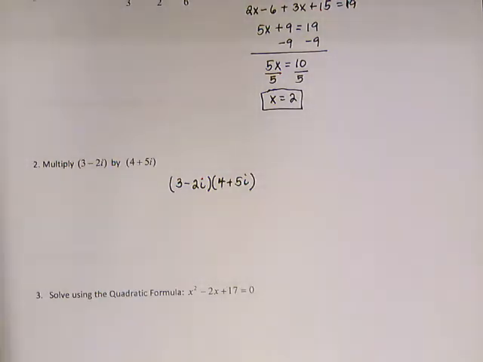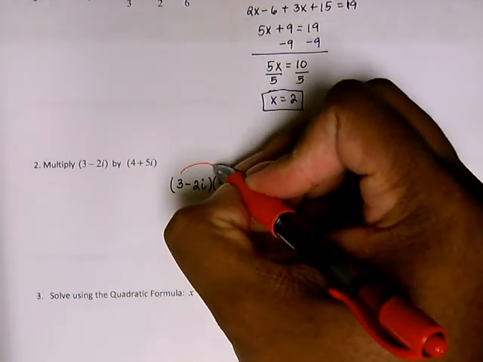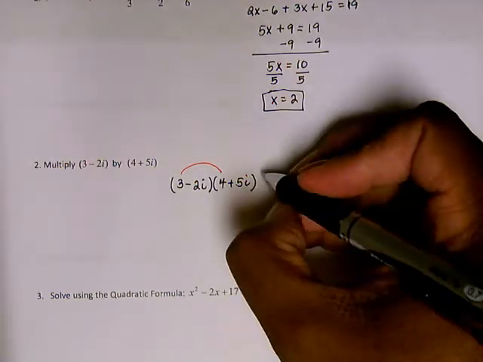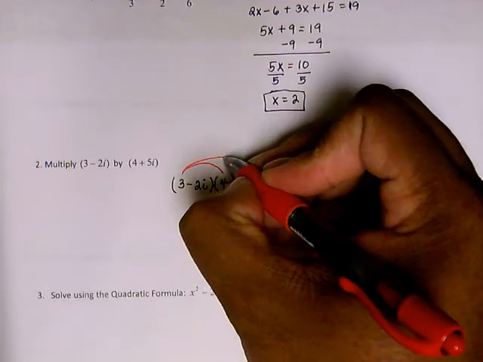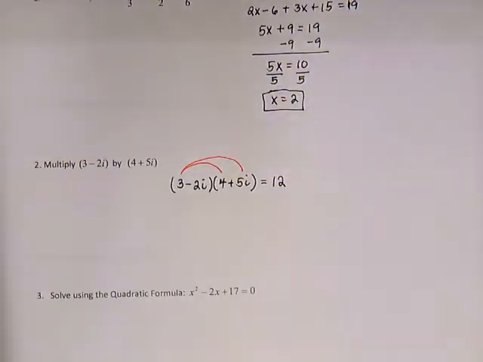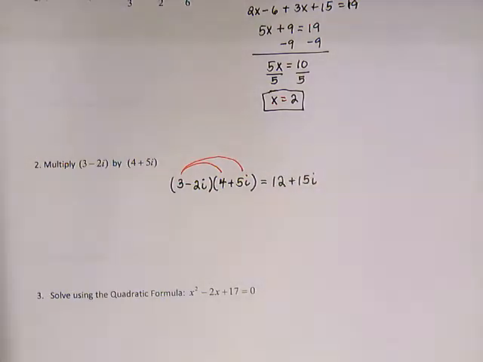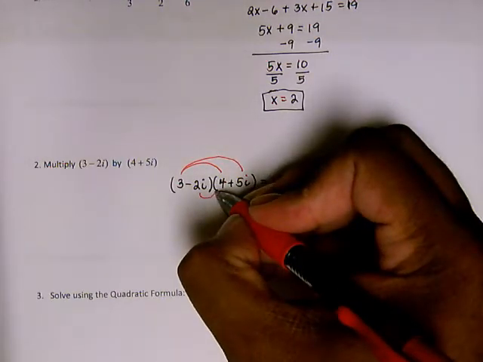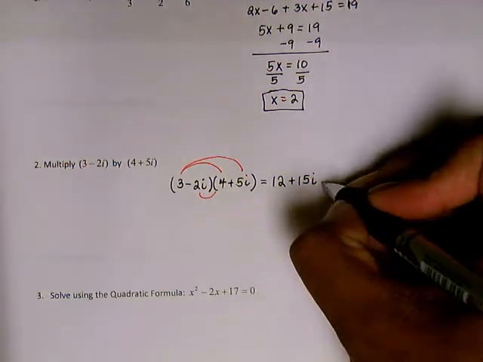And also, when you multiply complex numbers, any occurrences of i squared, you must replace it with negative 1. So let's go ahead and start by using the FOIL method here. First term times the first term, that's 3 times 4. That would give you 12. Outside times the outside, 3 times 5i would be a plus 15i. Your inside terms, multiply those, minus 2i times 4, which will be a minus 8i.